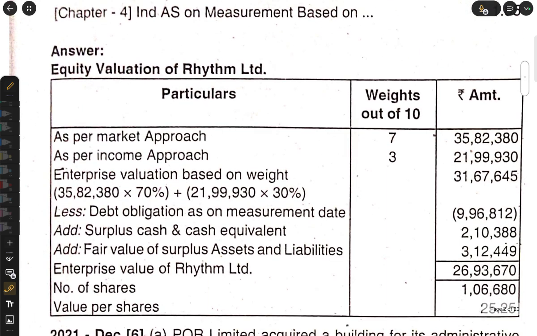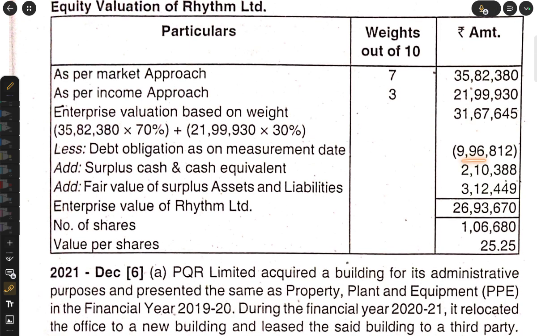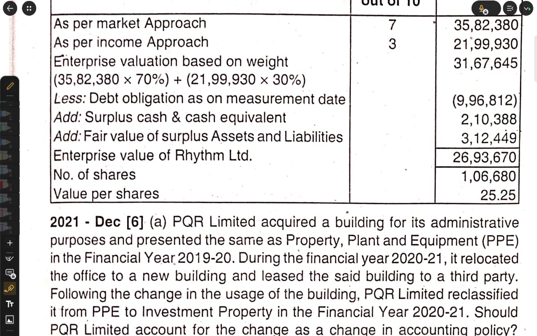Answer: the equity valuation with weights of 70 percent for the market approach and 30 percent for the income approach, 75 lakhs and 21 lakhs, gives 31 lakhs 69,000. Less debt of the organization 9 lakhs, add surplus cash 1 lakh, add the fair value of assets 3.1, so 26 lakhs. Divided by the number of shares, it equals 2.015. Simple.